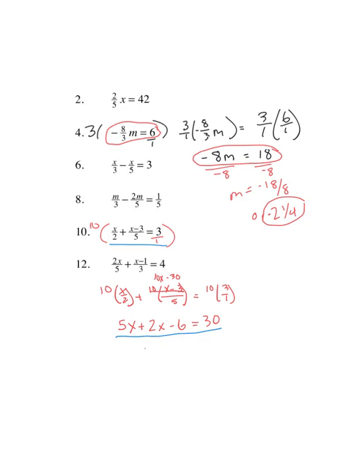And then I just combine like terms. And I solve this equation like I'd solve any kind of equation. So x is equal to 36 over 7, or x is equal to 5 1/7.